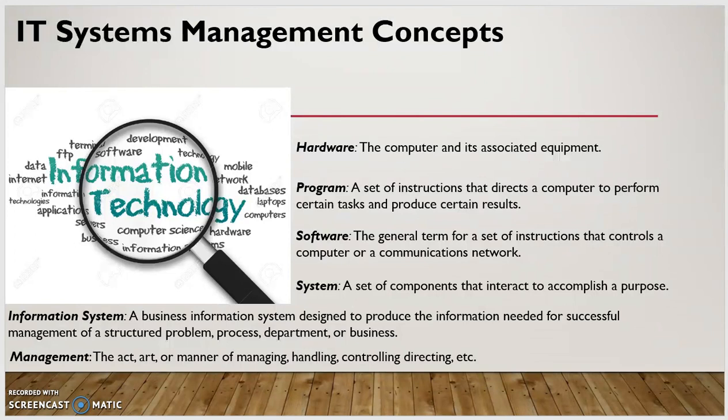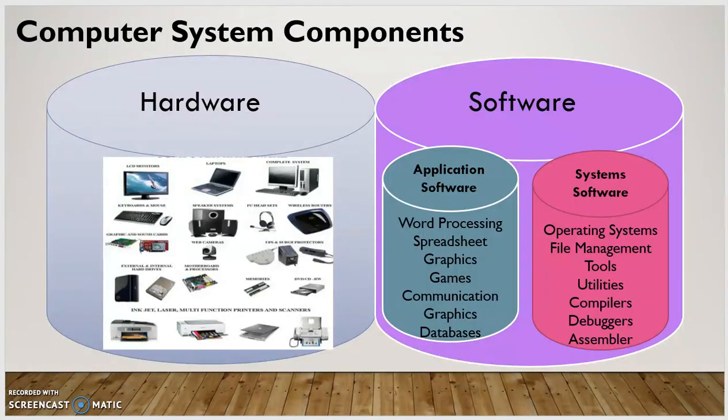The components of a computer system are hardware and software, with software being divided into two: application software and system software. Application software includes word processors and spreadsheets. System software includes operating systems, utilities, and tools. And operating systems is a classical example, which includes Microsoft Windows, Linux, the Mac, and such.